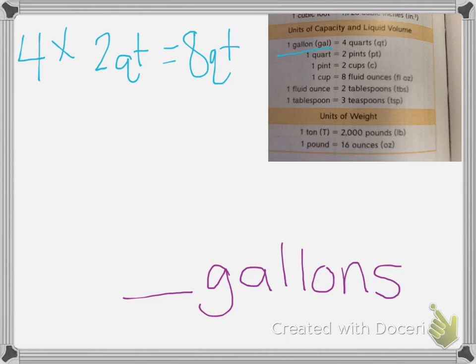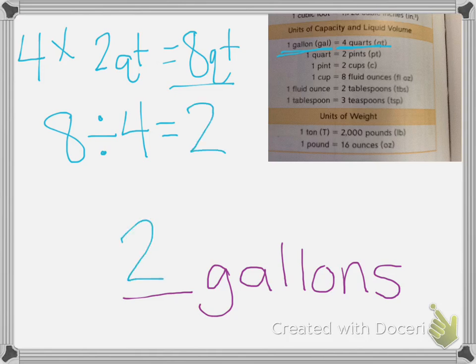Then we know 1 gallon equals 4 quarts. So she has 8 quarts, so we have to do 8 divided by 4 equals 2. Therefore, she has 2 gallons.